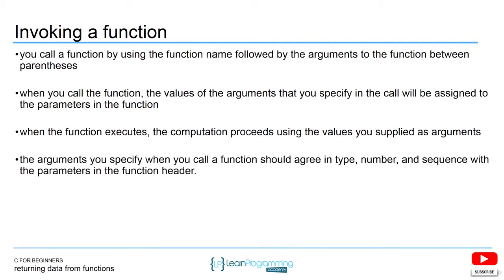The arguments you specify when you call a function should agree in type, number, and sequence with the parameters in the function header. Order also matters. I didn't emphasize that. But if it says int x, double y, you first have to pass in the int, then the double. You can't pass in the double and then the int. The order is very, very specific.